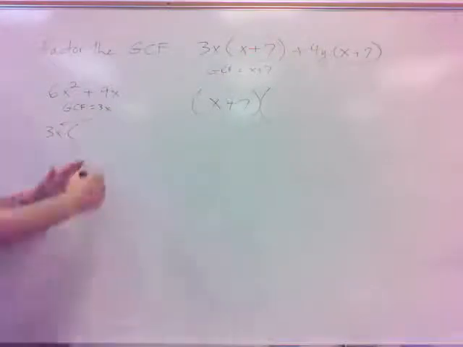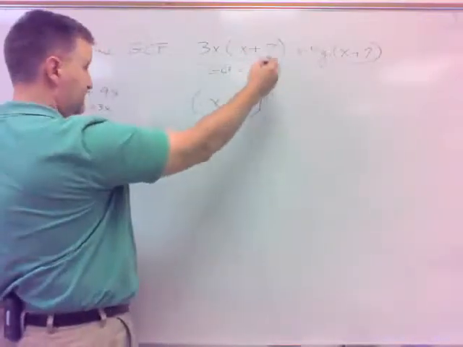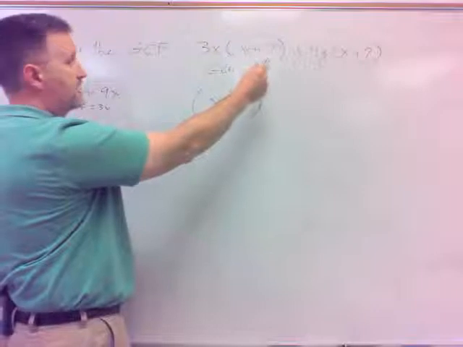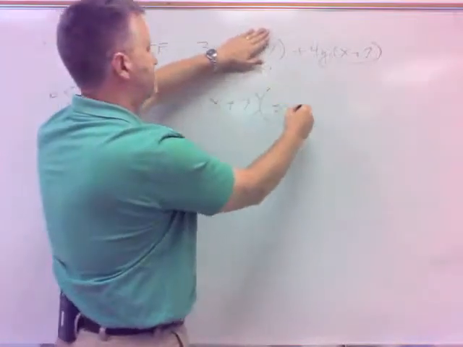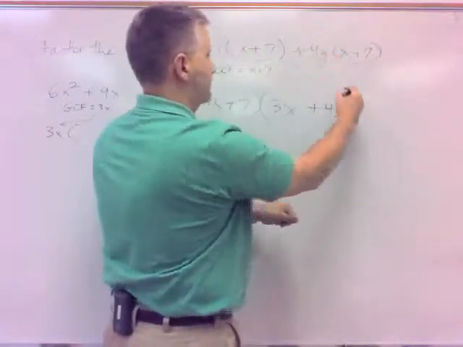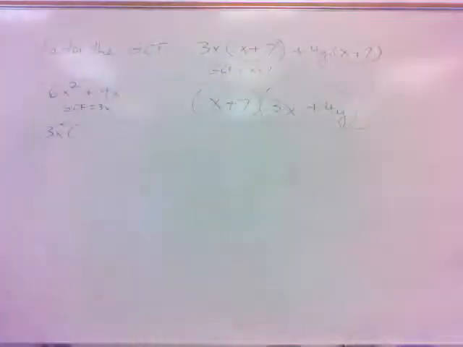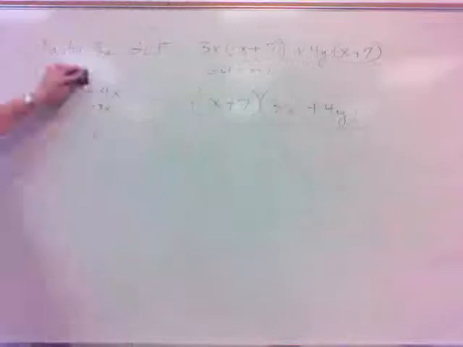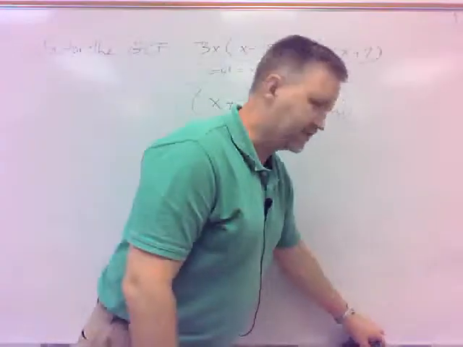Now, what goes on the other side there? Well, essentially, again, what I'm doing is I'm dividing off the x + 7, or taking the x + 7 out of that. So if I take the x + 7 out of that, leaves me 3x. X + 7 off that, leaves me 4y. All right. So there you go. A little different format, but it's also going to play a role here in just a second.